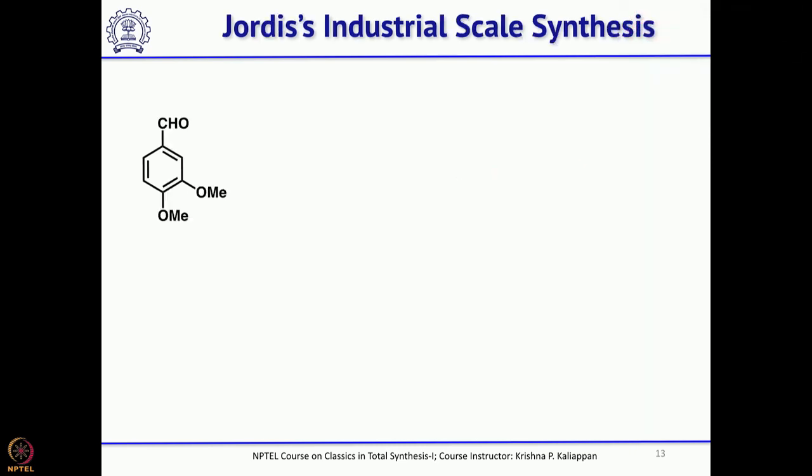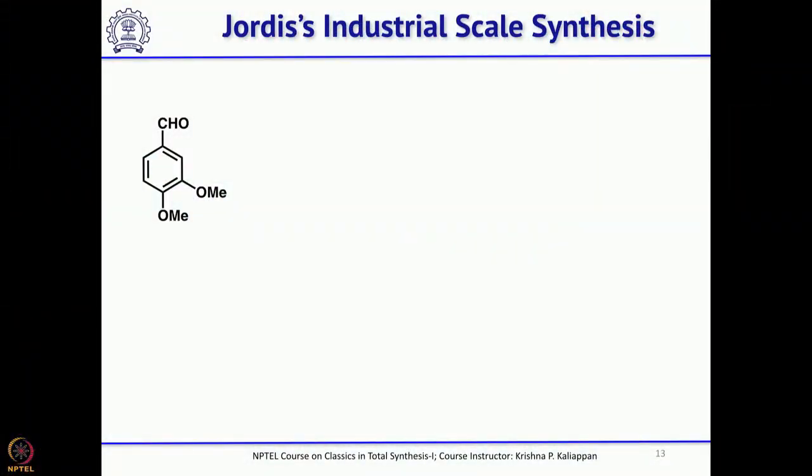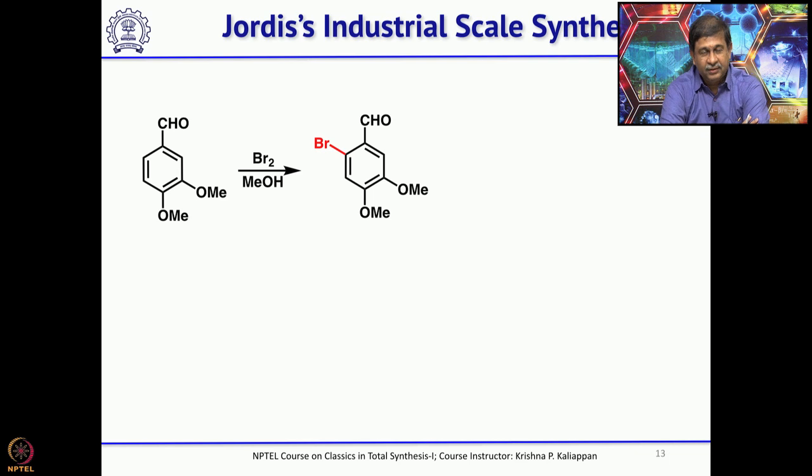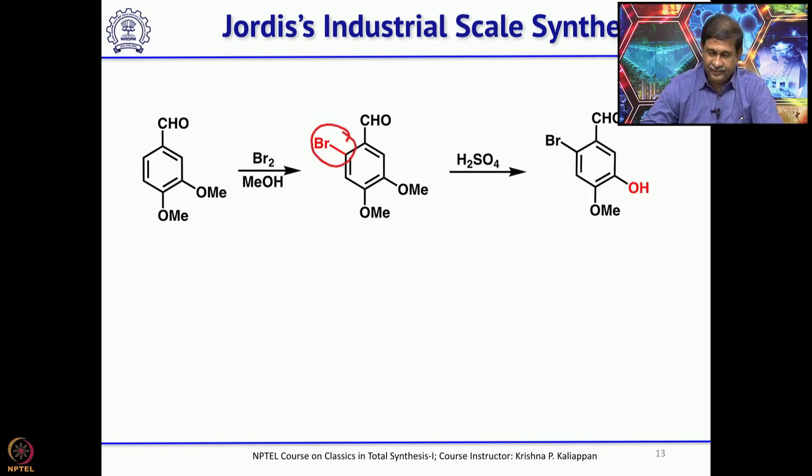So this synthesis was done starting from commercially available dimethoxybenzaldehyde. So this is available in large quantity. One can start with 100 grams, 200 grams. Here they started with several kilogram scale. Then do the bromination with bromine and methanol. Later they also found a better method was bromine and acetic acid to introduce a bromine at this carbon.